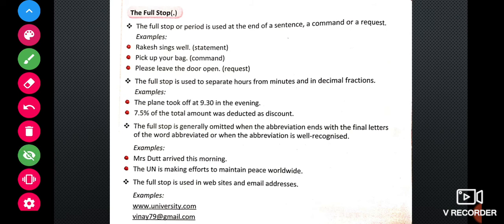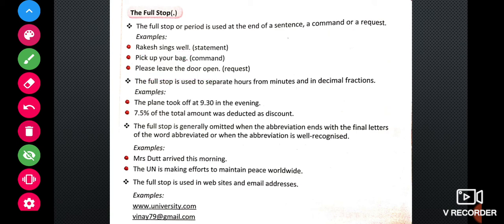Let us look at the uses of full stop. The full stop or period is used at the end of a sentence, a command or a request. So a full stop, which is also called as period, is used at the end of the sentence. It is used at the end of a command or at the end of a request. For example, Rakesh sings well. Full stop is used. It is a sentence. Pick up your bag. Full stop is used at the end. It is a command. Please leave the door open. Full stop is used at the end.